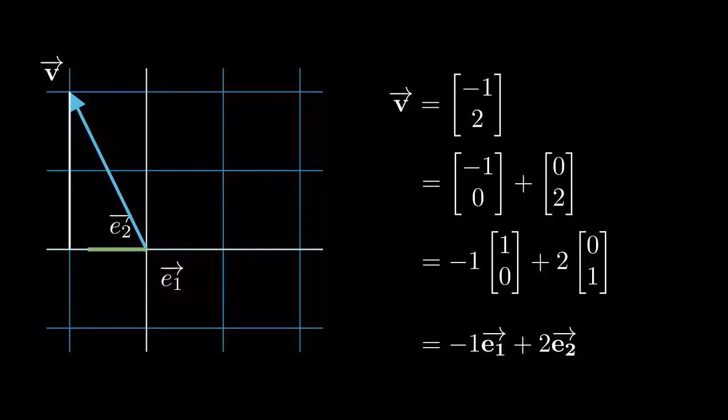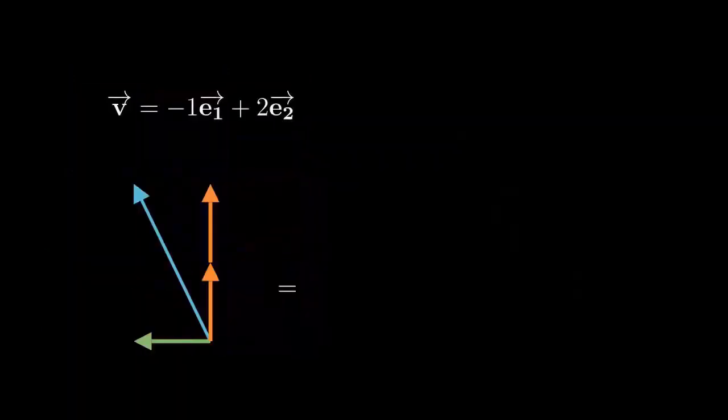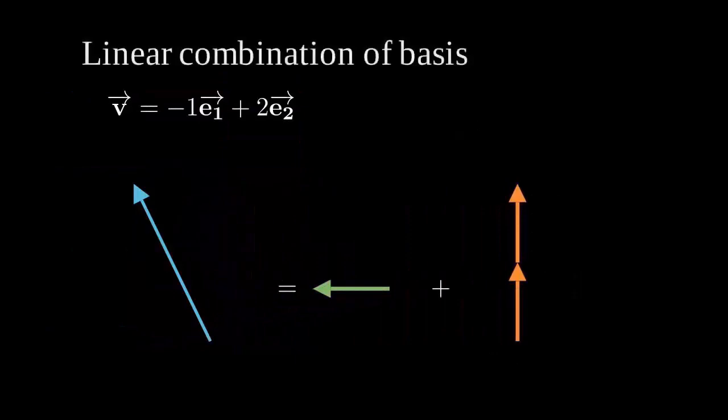Let's see the components on the coordinate plane. V's x component is here, which is -1 times e1. V's y component is here, which is 2 times e2. You know this well. This is easy. You can decompose a vector into basis components. You are familiar with this. This was a linear combination representation of a vector, but can we do the same to the normal function?